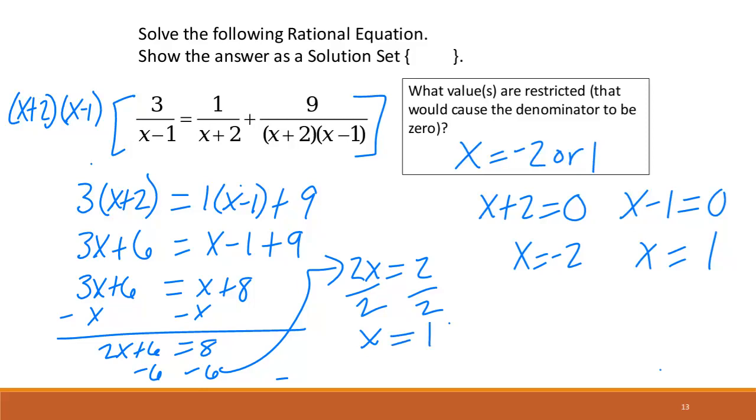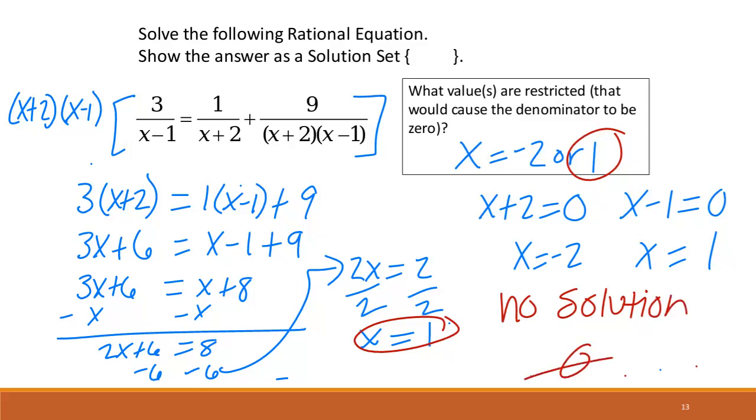Well, we said x could not equal 1 right here. So again, our answer is no solution. And I often write it with a 0 with a line through it.